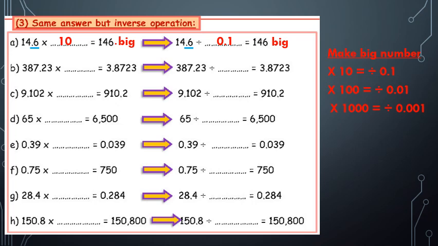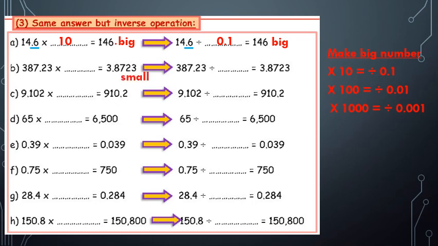B, 387 and 2300. Multiplied by what equals 3 and 8,723 over 10,000.